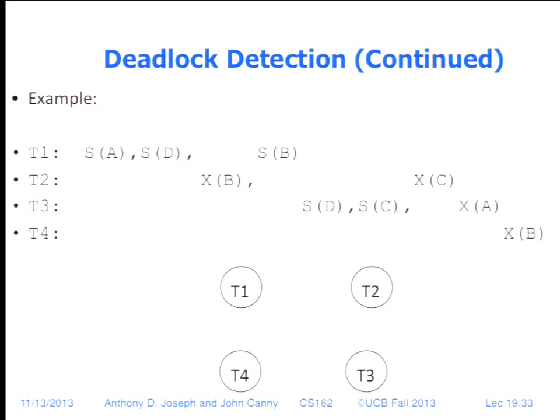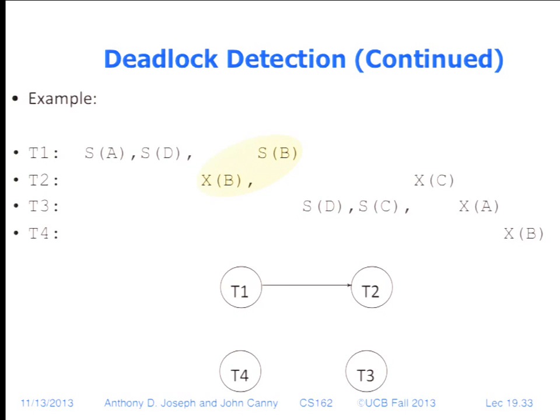Here's an example. We have four transactions. The first transaction is just acquiring a series of shared locks. First of all, what's the first dependency? A and D are different objects. But here we have an exclusive lock being requested by T2 and then a shared lock requested by T1. So who depends on whom in this ordering? Who's waiting for whom, I should say? Yes, T1 is waiting for T2. So we should draw an arrow from T1 to T2. All right, so there's that arrow.